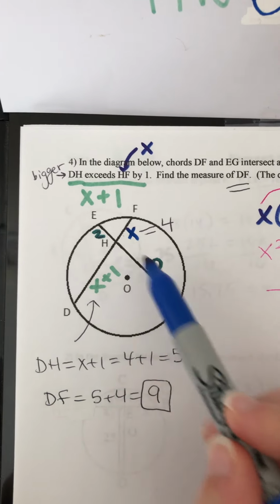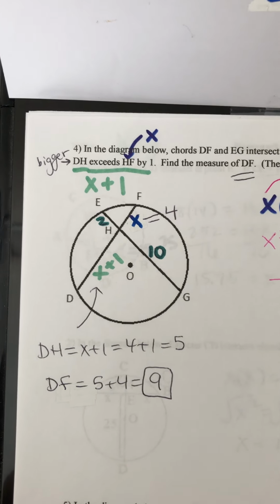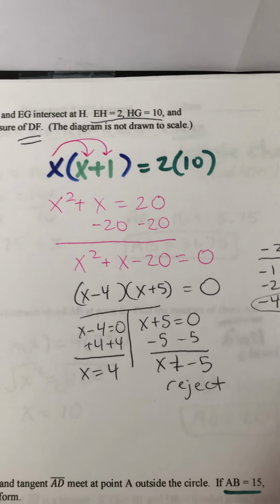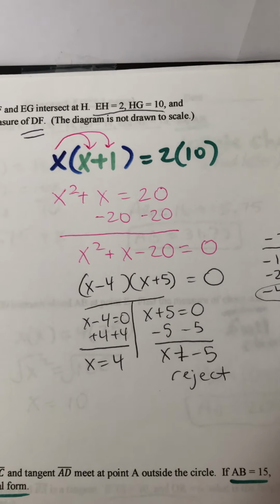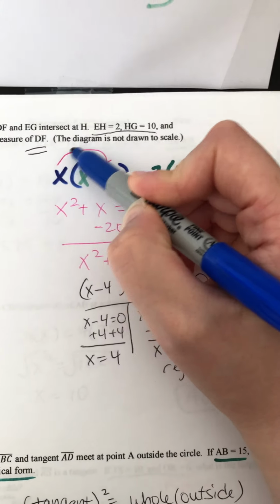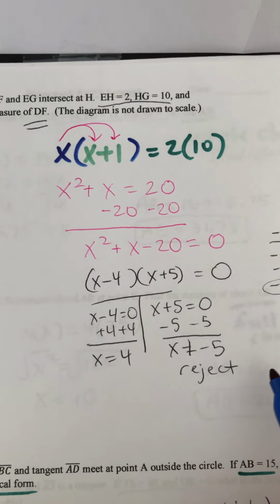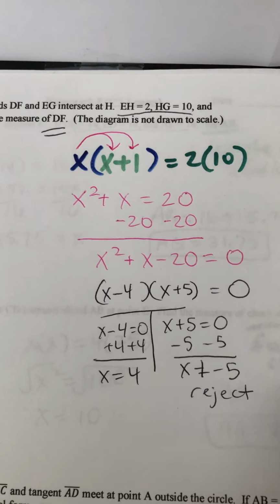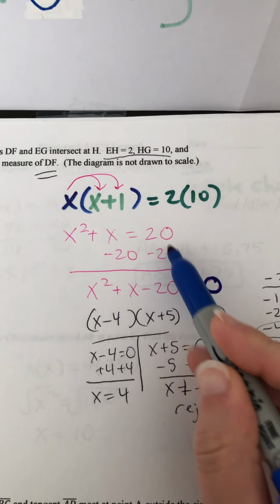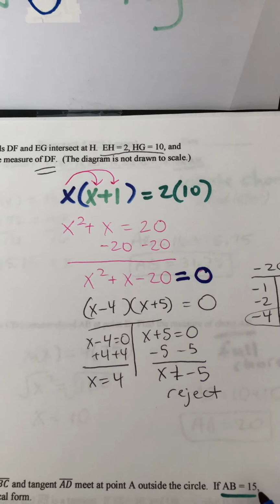Now that we have the numbers written on the chords and the pieces of chords specifically, we will then set up the equation by multiplying them. X times X plus 1 equals 2 times 10. Notice we have to distribute the X to X, and X times 1, you get X squared plus X is 20. The way we solve that is getting all the numbers on the left side. You want to get equal to 0. By subtracting the 20 to the other side, you get equal 0 on the right side.